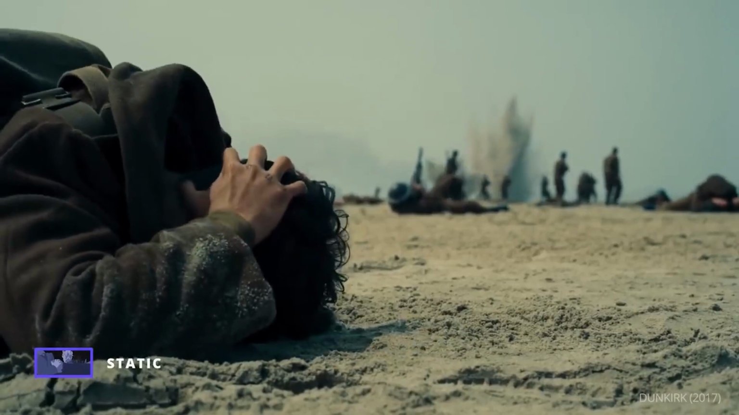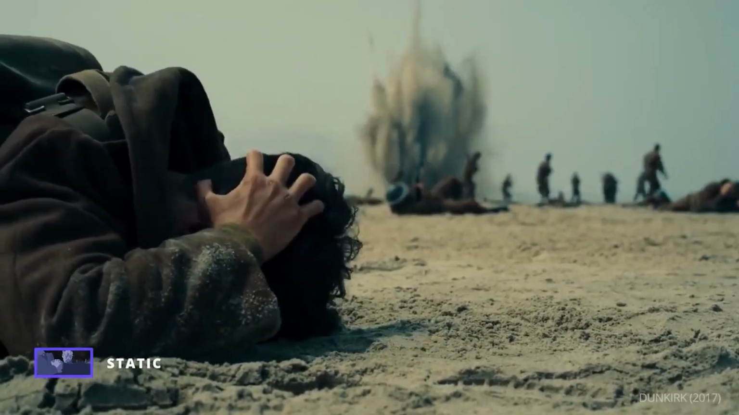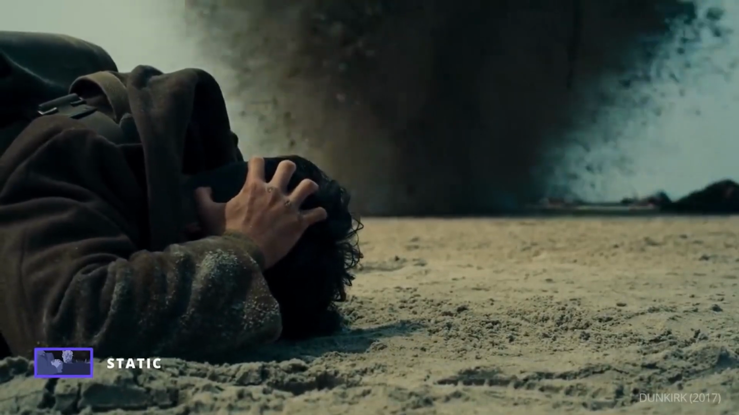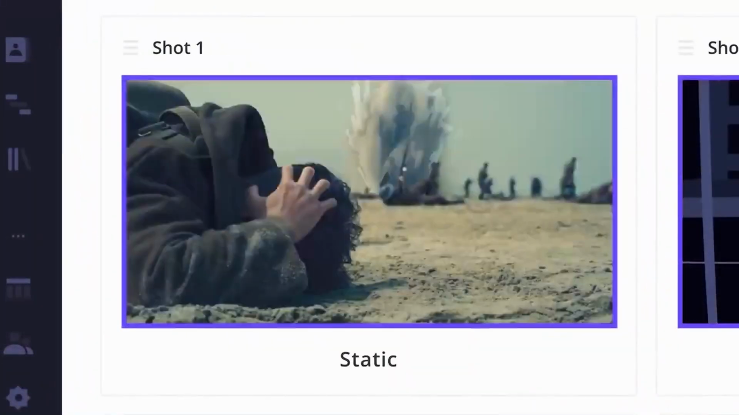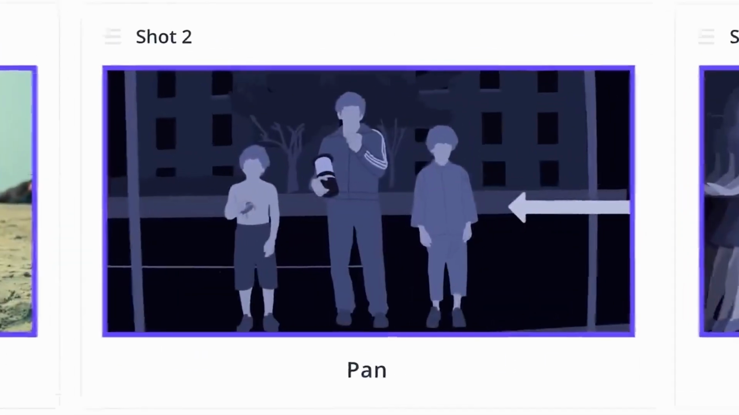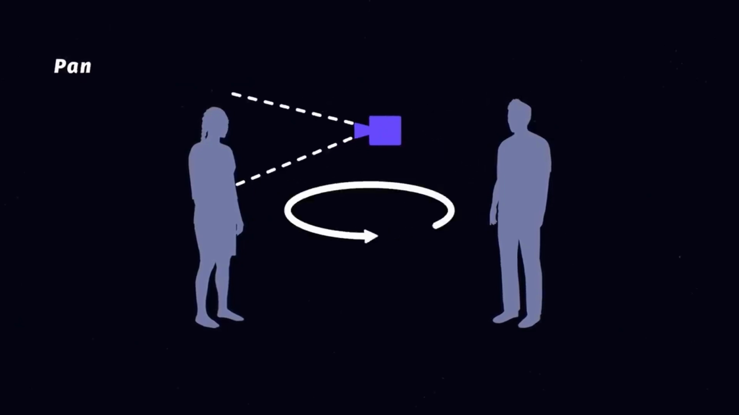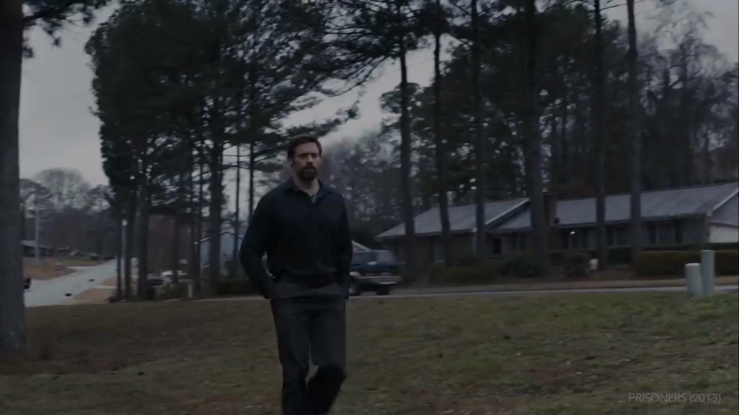Sometimes filmmakers use static shots to trap a character and suggest their helplessness, like this moment from Dunkirk. Let's move on to our next camera movement. The pan. A pan rotates the camera horizontally, left or right, while remaining in a fixed location.